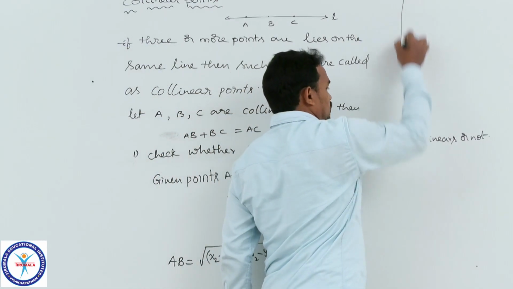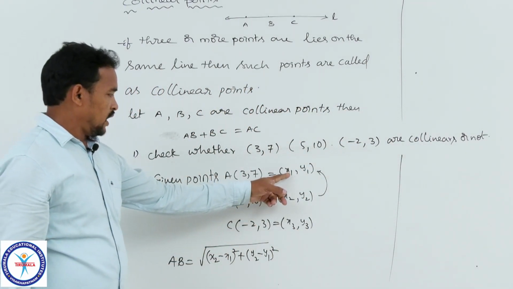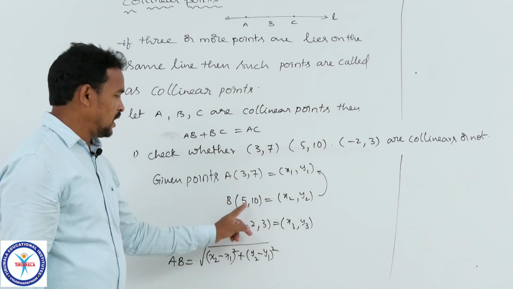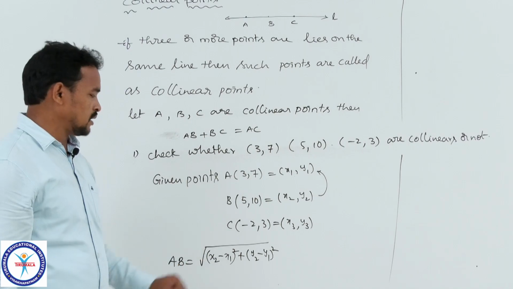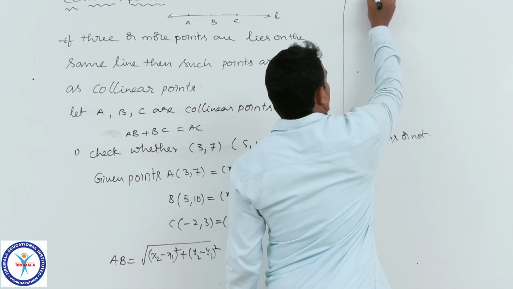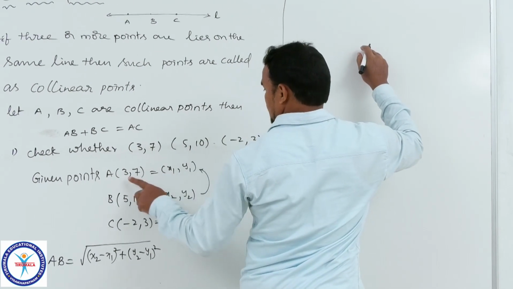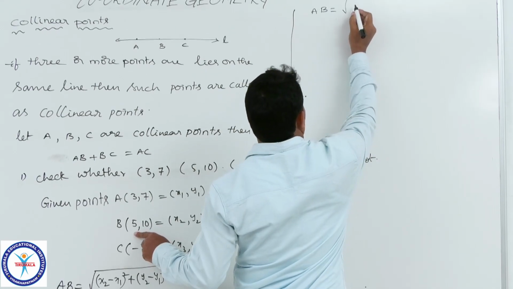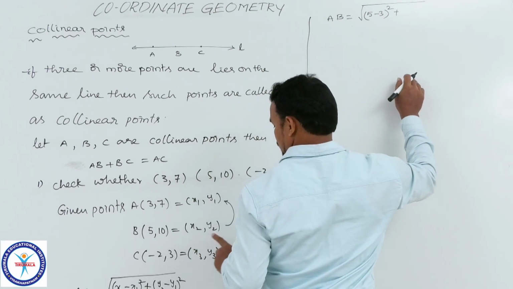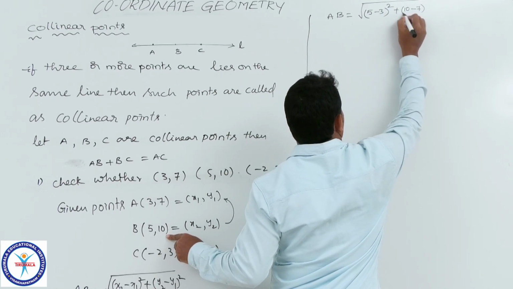Here see, x1, y1: x1 means 3, y1 means 7, x2 means 5, y2 means 10. Substitute these values here. AB equals root over (x2 minus x1) whole square, that is 5 minus 3 whole square, plus (y2 minus y1) whole square, that is 10 minus 7 whole square.